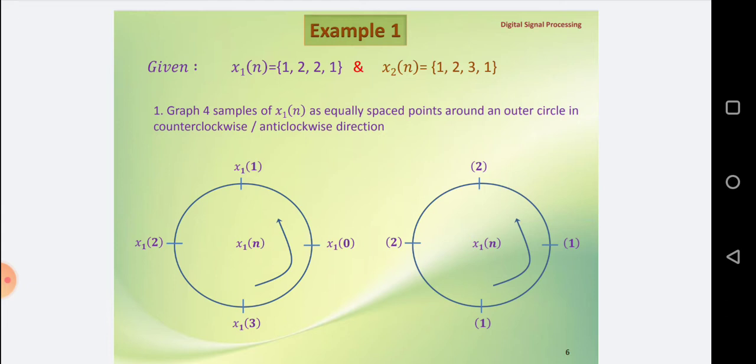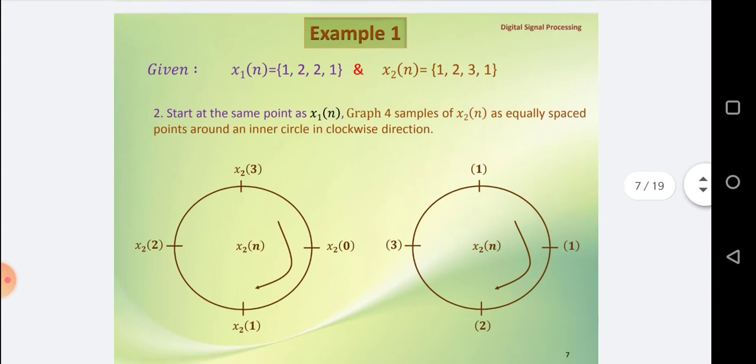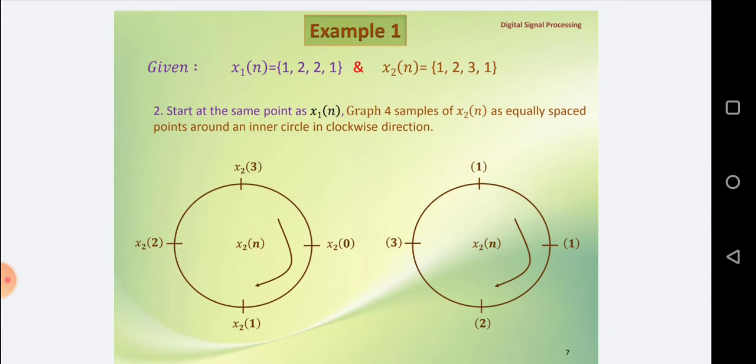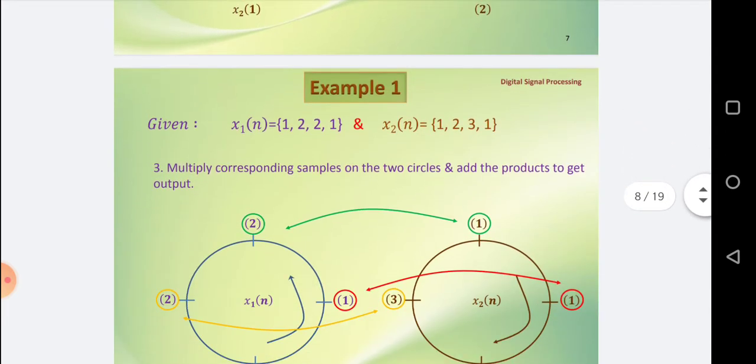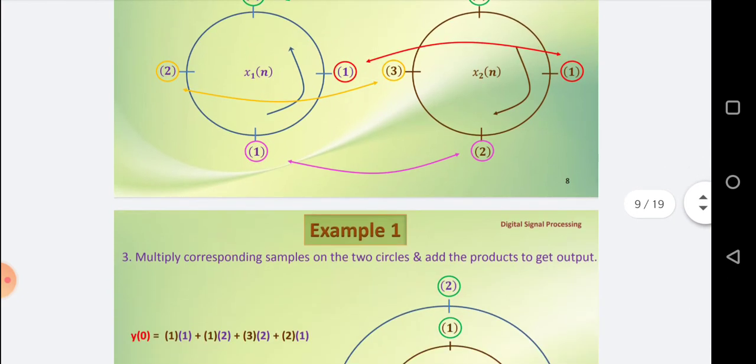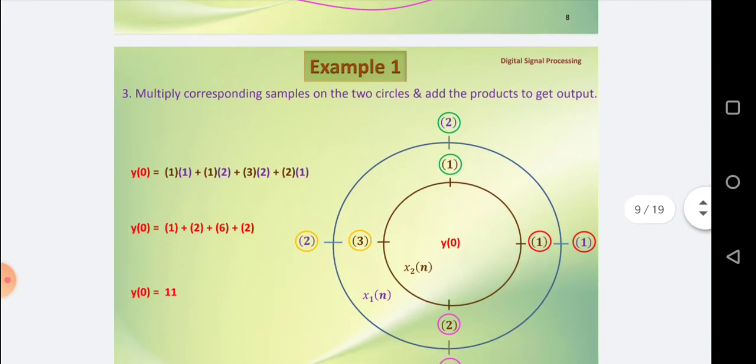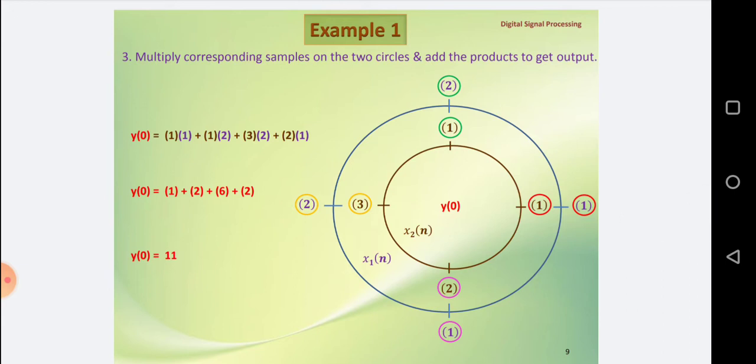Step 2, start at the same point as x1 of n, graph 4 samples of x2 of n as equally spaced points around an inner circle in clockwise direction. So x2 of n starts at the same point as x1 of 0, so x2 of 0, x2 of 1, x2 of 2 and x2 of 3, we are arranging these terms in clockwise direction. By putting values we will get 1, 2, 3 and 1 in clockwise direction. Now rearranging these circles. So here you can see the inner circle and outer circle.